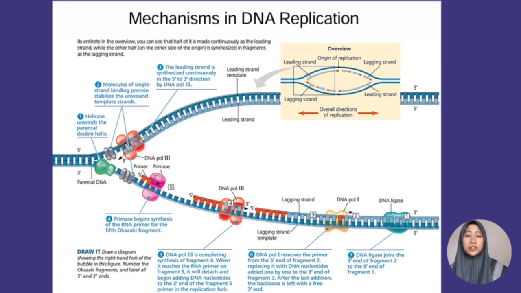Next, primase adds short RNA primers to start replication. DNA polymerase III adds DNA nucleotides to extend the fragments. The enzyme DNA polymerase I removes the RNA primers and replaces them with DNA. Lastly, the enzyme DNA ligase connects the Okazaki fragments to form a continuous strand on the lagging side.